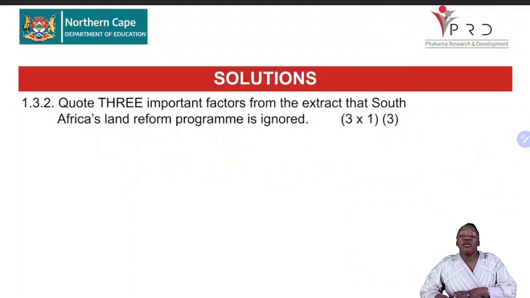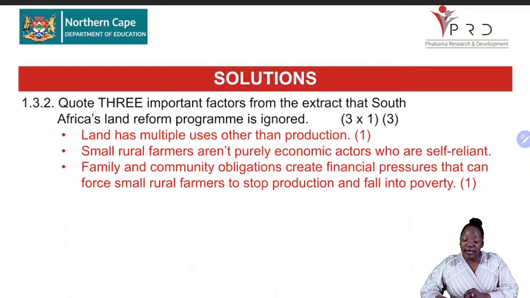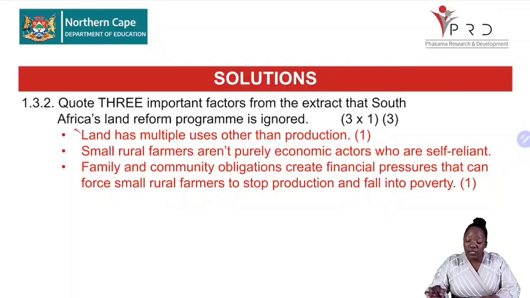Then our second question, you were supposed to quote the three important factors from the extract that South Africa's land reform program ignores. So number one, the land has multiple uses other than production. Remember, all this you get from the extract. Then secondly, don't forget to put the inverted commas to emphasize that you have quoted them: the small rural farmers and poorly economic actors who are self-reliant. And then the third one, the family and community obligations, which create the financial pressures that can force small rural farmers to stop production and fall into poverty. All of these we have found in the extract.